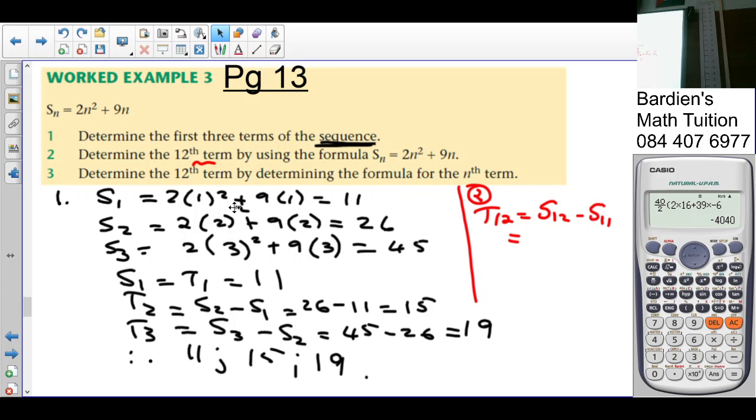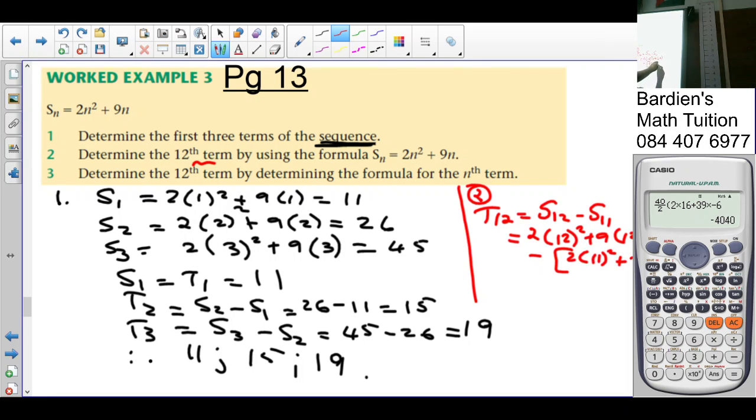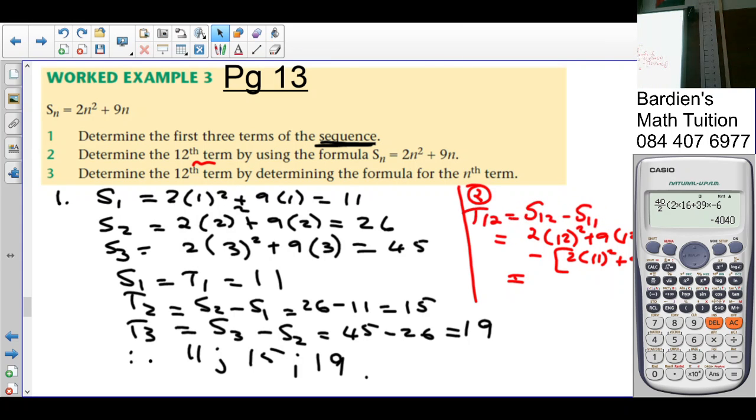Okay, so what do we get? So what do we get, people? It's going to be 2 times 12 squared plus 9 times 12, minus 2 times 11 squared plus 9 times 11. What does that give us an answer of? Am I moving too fast? Yes, okay. Give me a chance to catch up quickly.